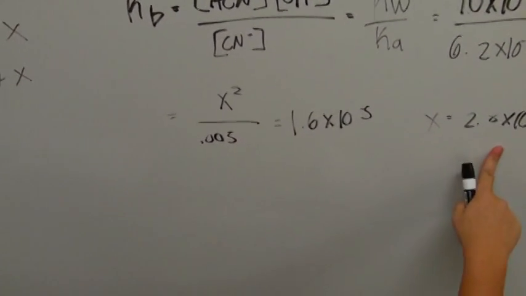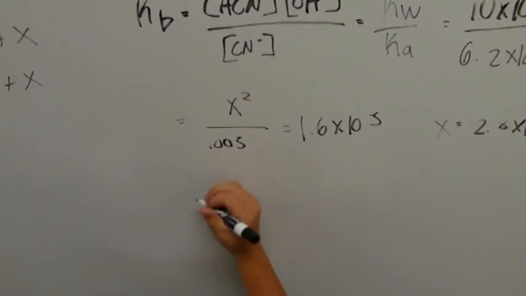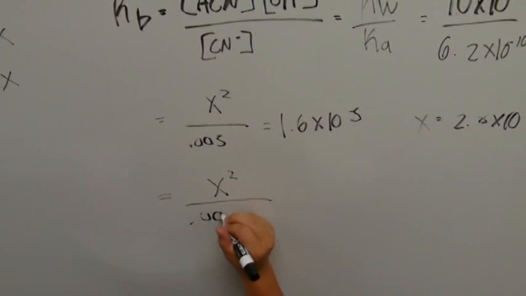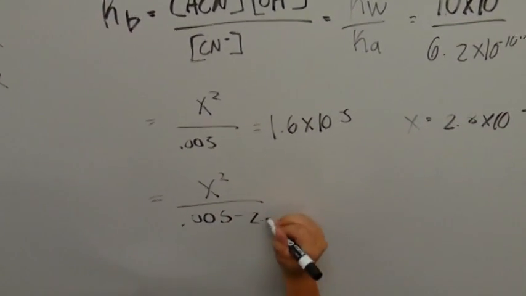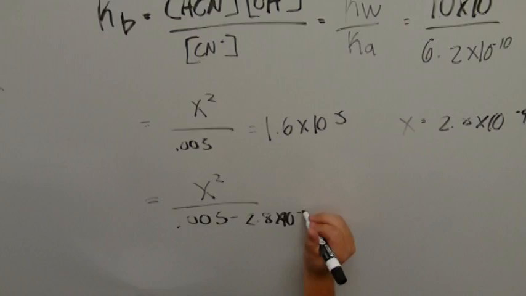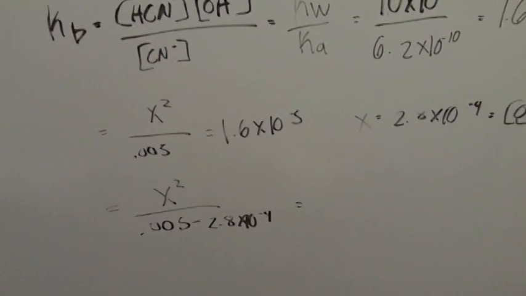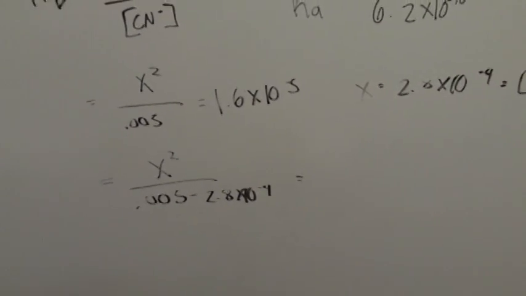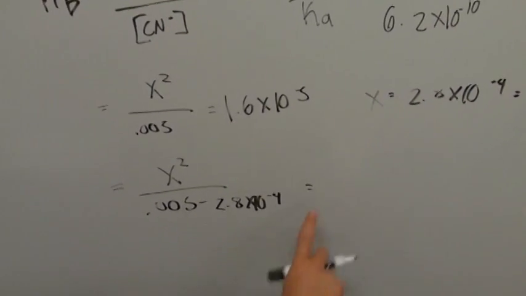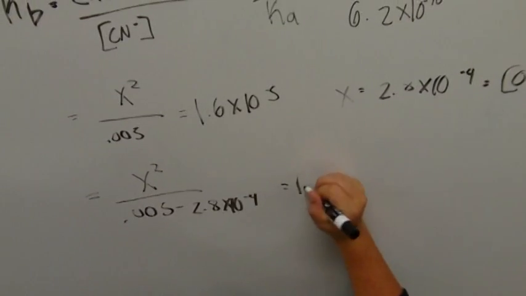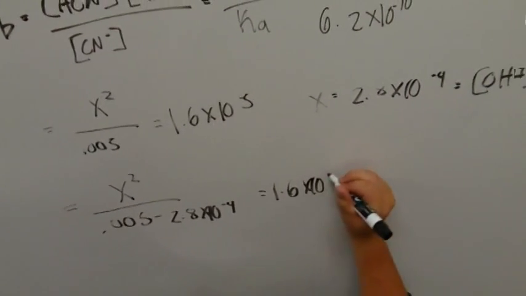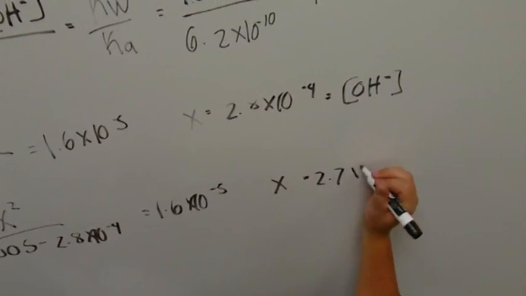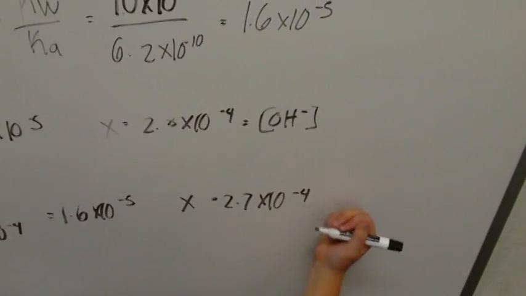So we're actually going to plug this in for the x value. We're going to end up going x squared over 0.005 minus 2.8 times 10 to the negative 4. And from that, we're going to find out that this is equal to 1.6 times 10 to the negative 5, and then we find out that x is equal to 2.7 times 10 to the negative 4.